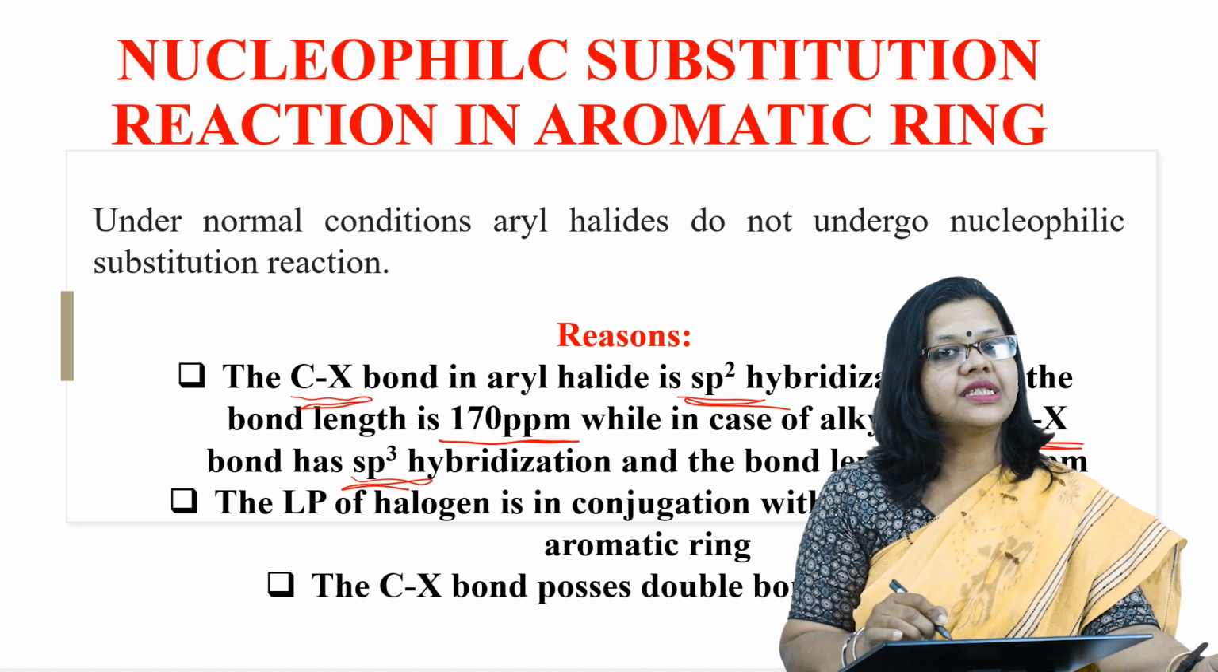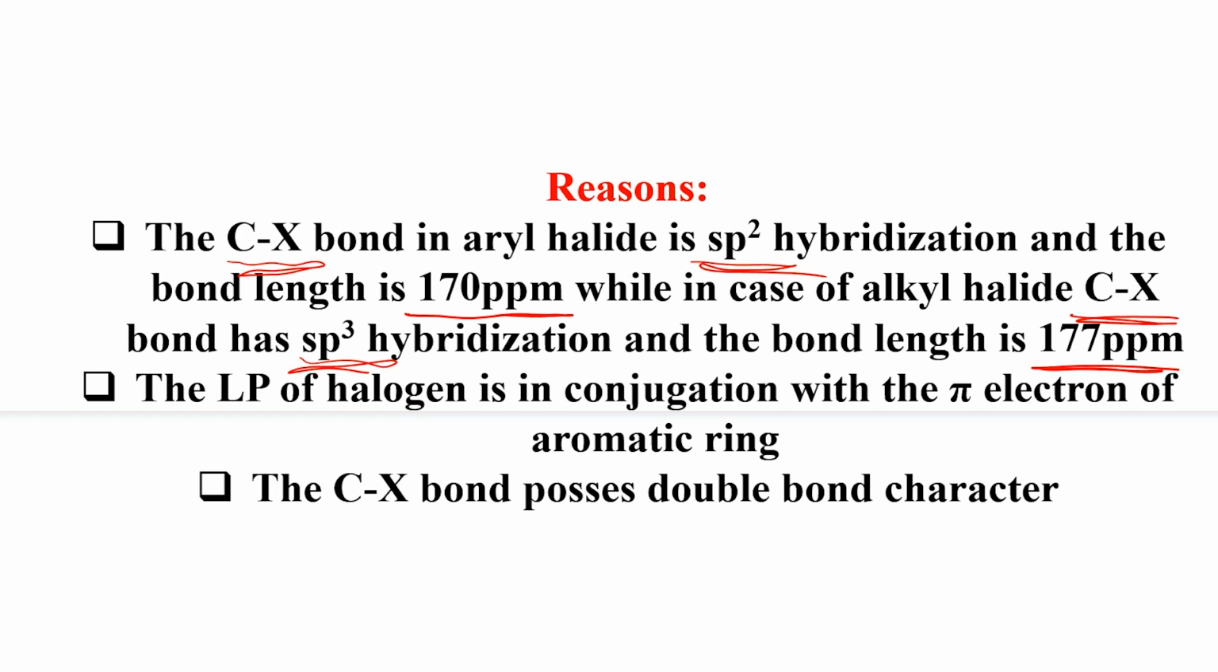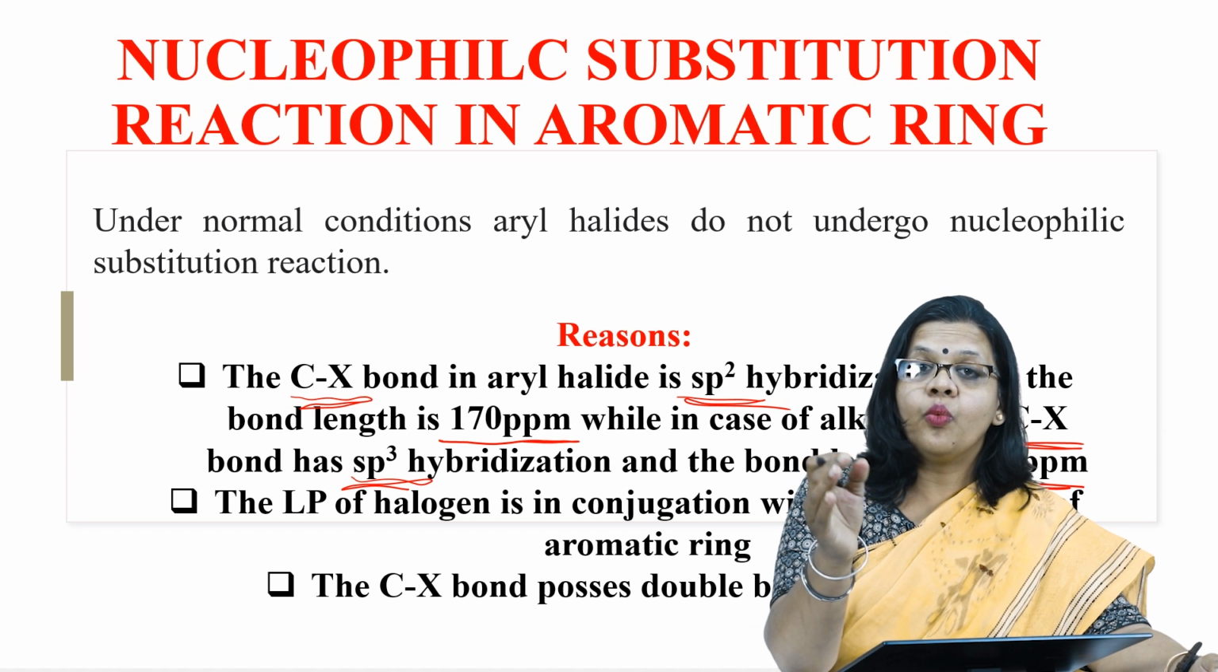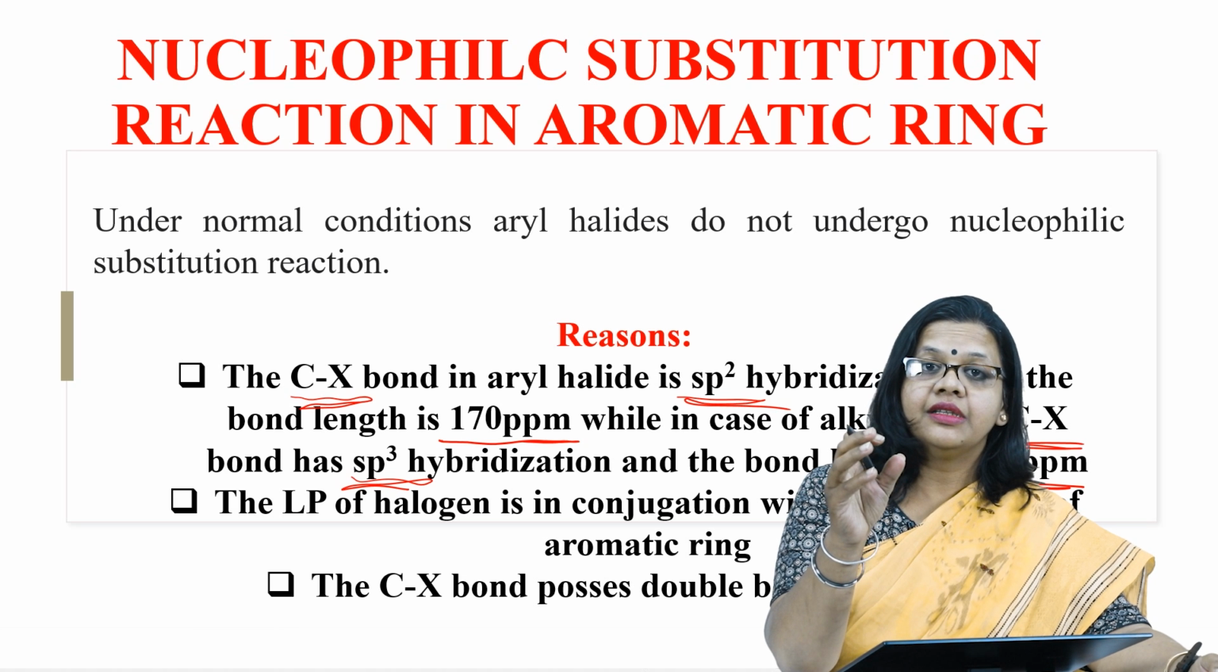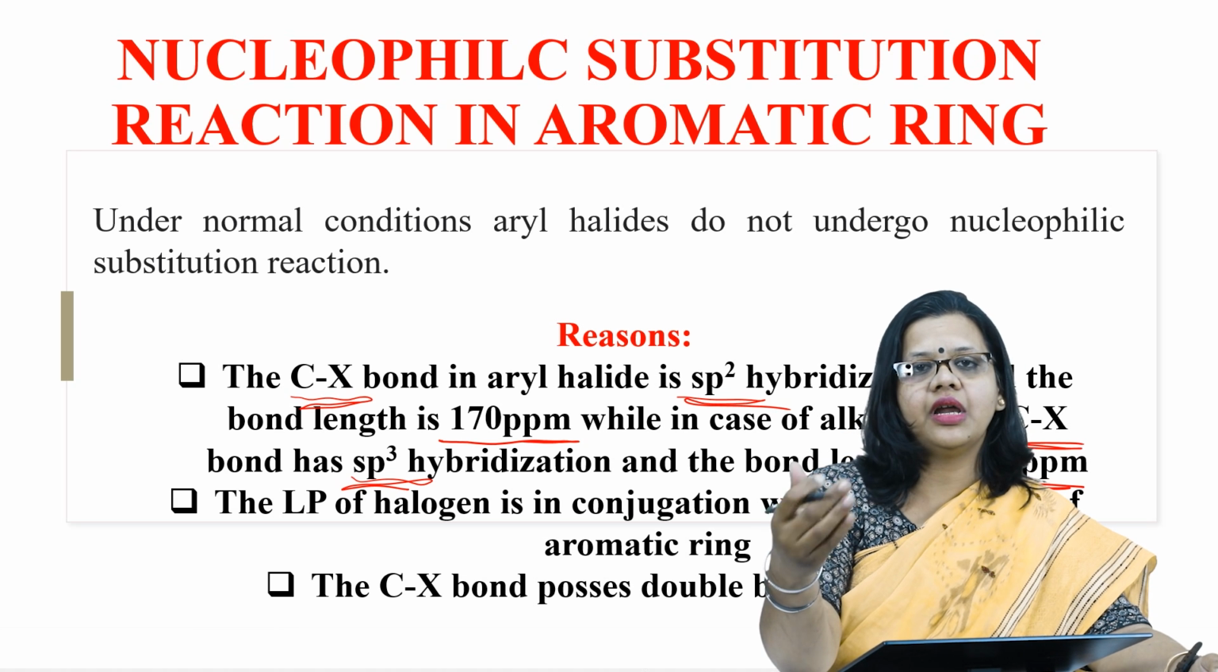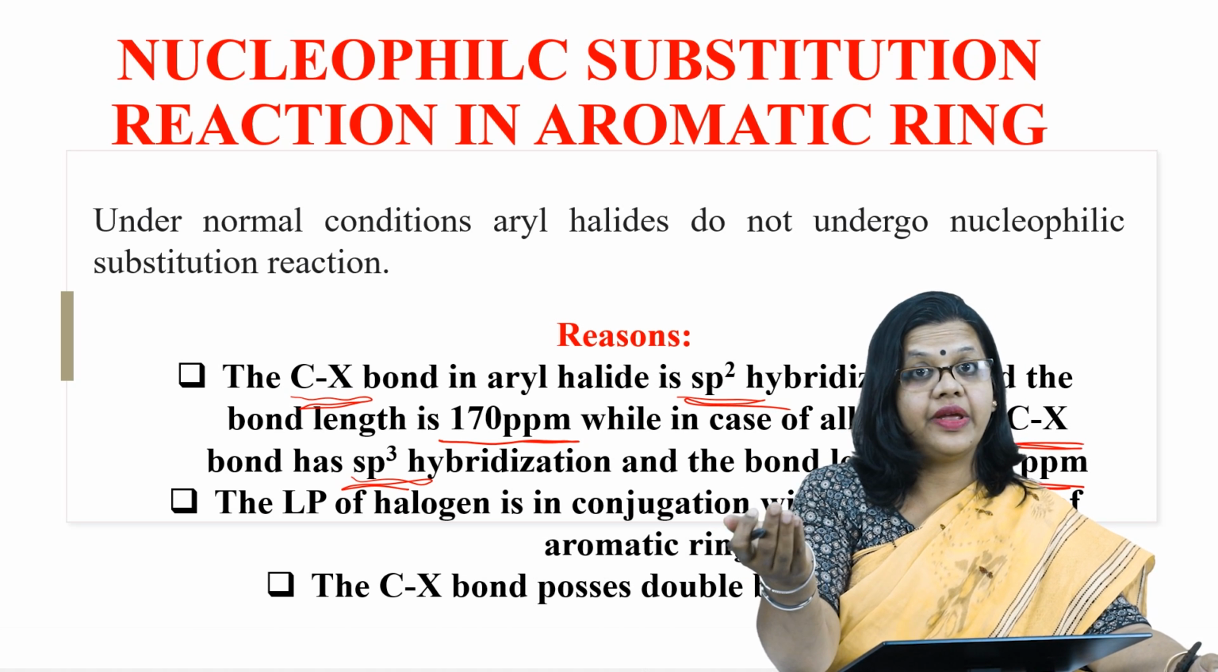We see that due to sp2 hybridization, the bond length becomes 170 pm, whereas in case of alkyl halides, it is 177 pm. So, as the bond length is longer, the dissociation becomes easier. So, that is one of the main important reasons why it is expected that the aryl halides will not undergo substitution reaction very easily.